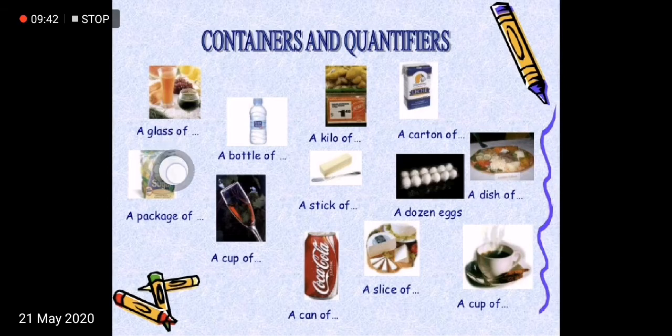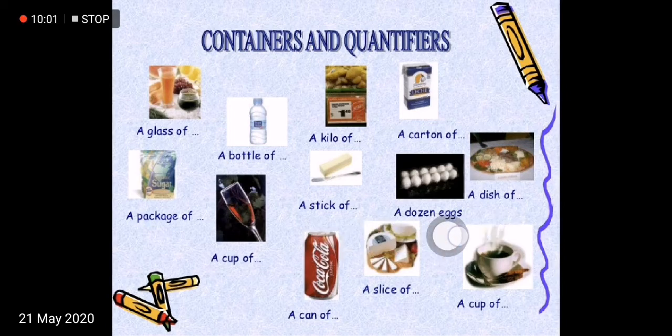So these are containers. You measure these uncountable nouns in these containers: a glass of water, a bottle of milk, a kilo of tomatoes. Similarly, a carton, a package, a cup, a stick, a dozen eggs.